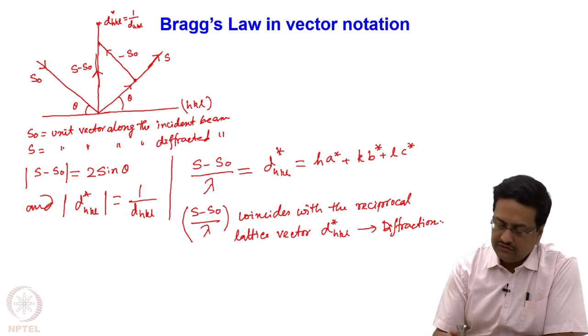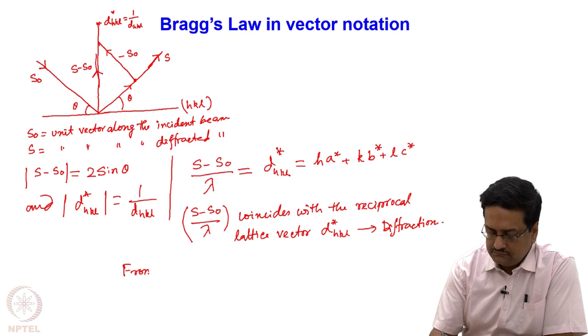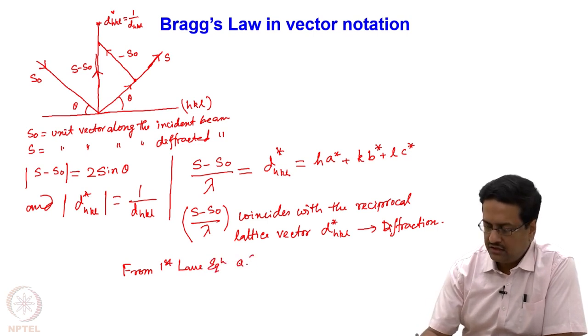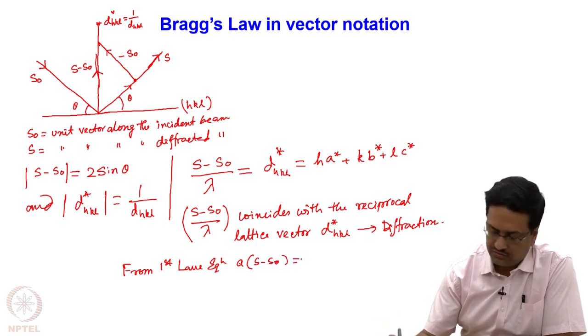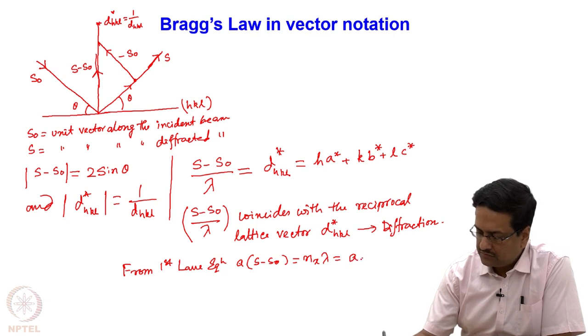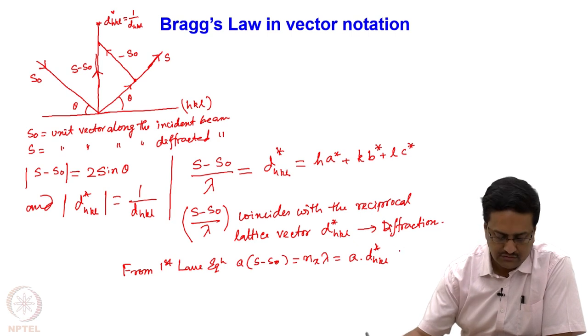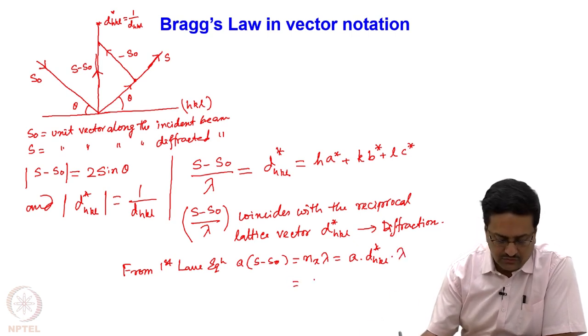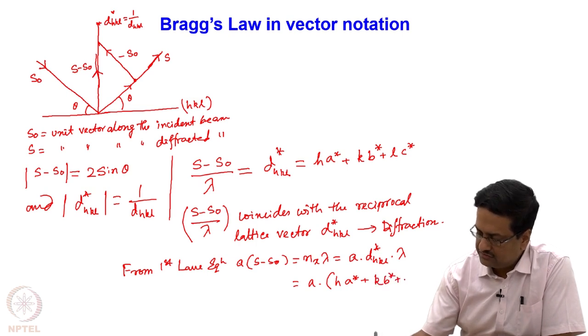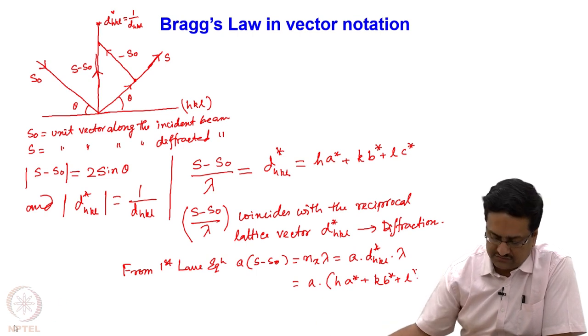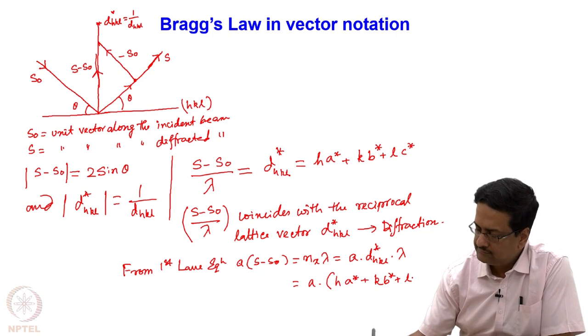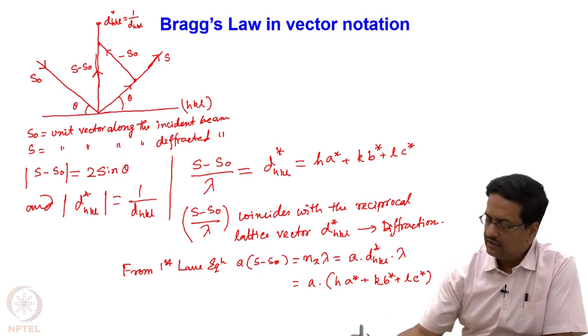So, from the first Laue equation, we can write A into (S minus S0) as equal to nx lambda, equal to A dot D star hkl into lambda, which is equal to A dot (H A star plus K B star plus L C star) into lambda.